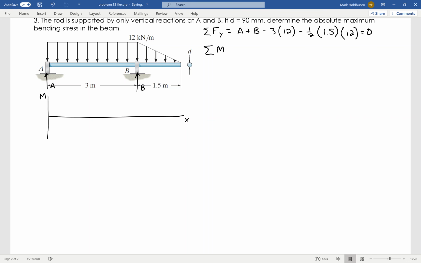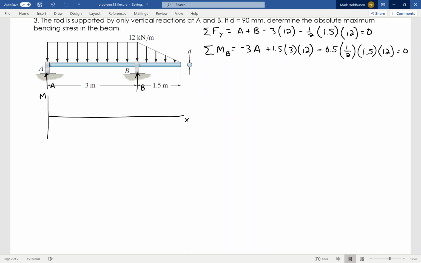The other thing I can do is take a moment equation. I'm going to sum the moments about B, which makes my equation a little bit easier. When I do that, I have -3 times A, plus 1.5 times 3 times 12, for the distributed load acting right at the center. Then I've got a -1 for the triangular one. It's going to be 1/3 of the way, so it's 0.5, times 1/2 times 1.5 times 12. Again, that's the area, and it equals 0.